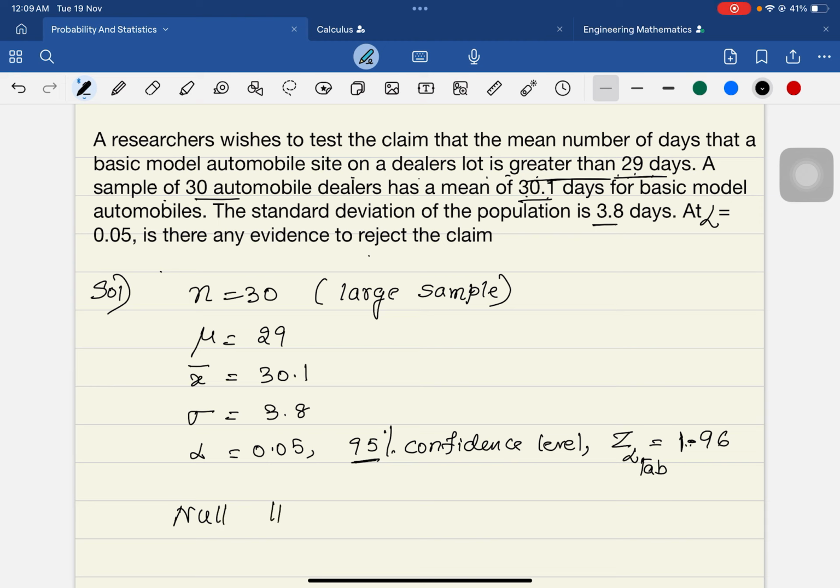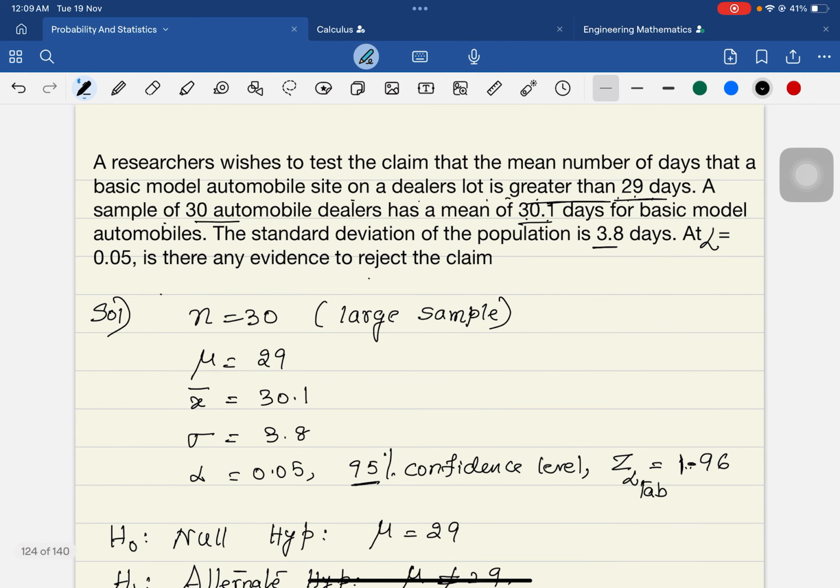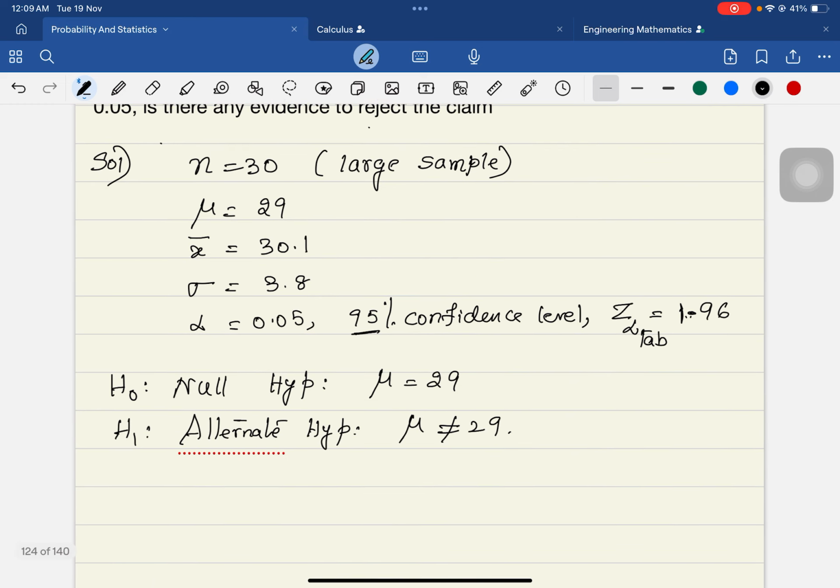First of all, we will write down the null hypothesis: mu is equal to 29. That is H naught. H1 is the alternate hypothesis. In the alternate hypothesis, we would normally write mu is not equal to 29. But try to read the question: the dealer's lot mean is greater than 29 days. So it is not equal to, it is greater than 29 days.